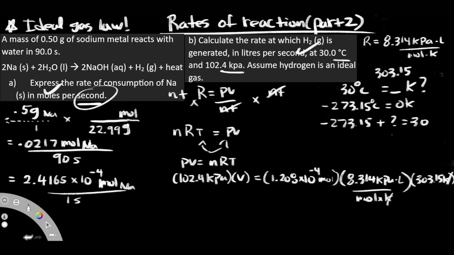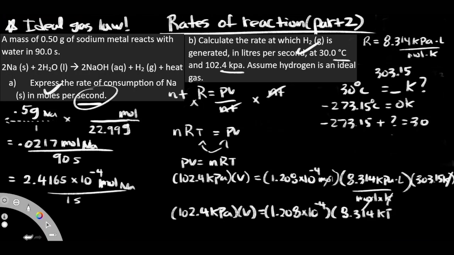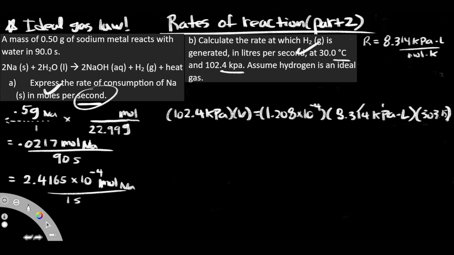There we go. So this cancels out, this cancels out, this cancels out, this cancels out. So I end up just getting my value of 102.4 kPa times my volume, and it's going to equal 1.208 times 10 to the negative 4 multiplied by 8.314 kPa multiplied by my liters times my 303.15.